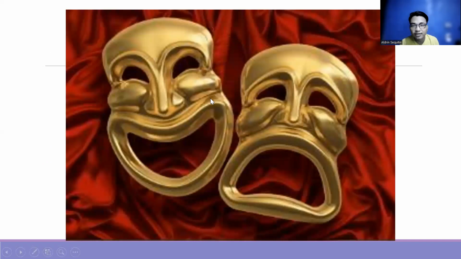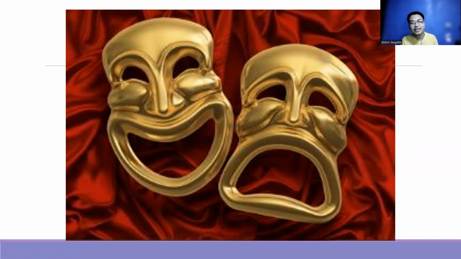So let's start with this picture. When we see this picture, the word theater or play always comes to mind. This picture symbolizes or represents theater or play. But aside from it, it also represents the two major categories or genres of drama. Those are tragedy for the sad mask, and comedy for the happy one.